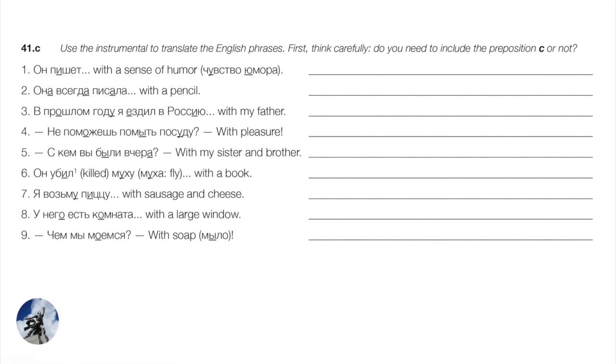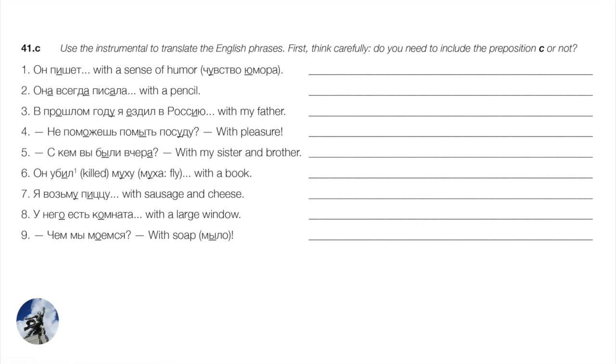Number four. Will you not be able to wash the dishes? Okay, that sounds like kind of a passive-aggressive type of command, essentially, right? Would you not be able to wash the dishes? And so we're being polite. We're answering with pleasure. Не можешь помыть посуду? С удовольствием, right? With pleasure. That may be a rather sarcastic remark, right? Да, с удовольствием, right? With pleasure.